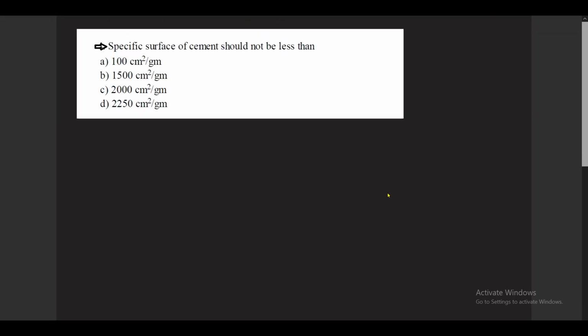Now the next question is the same one repeated: the specific surface of a cement should not be less than, so it's related to the specific surface. As I said already, in any case it should not be less than 2250 centimeters square per gram. Option D is the correct answer here, that is 2250 centimeters square per gram.